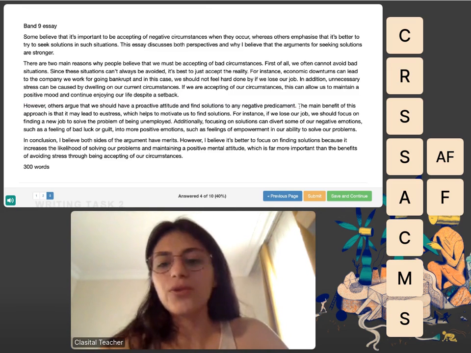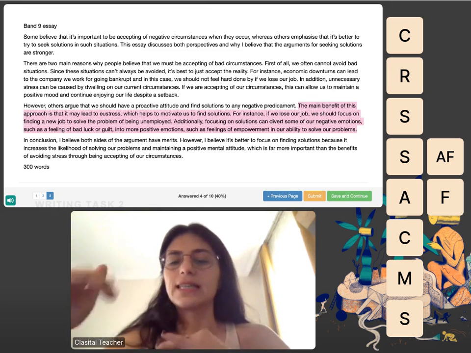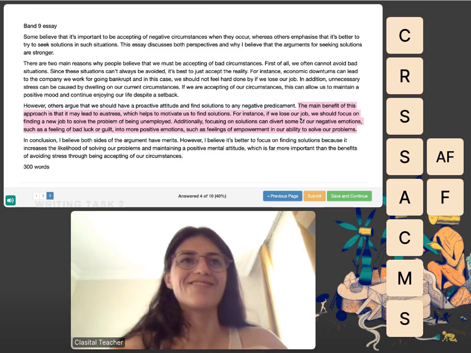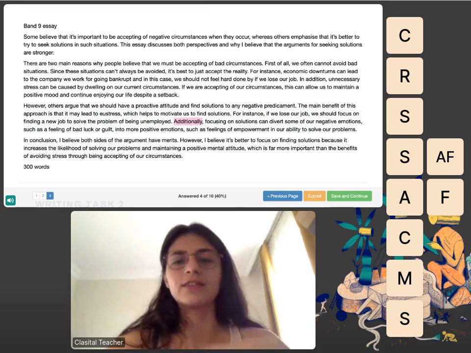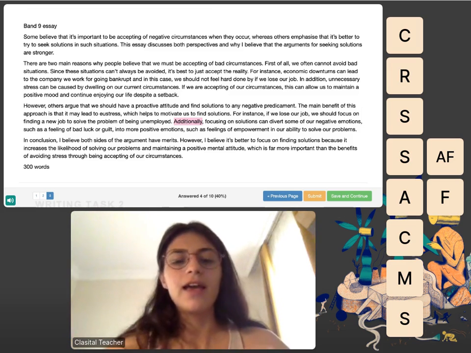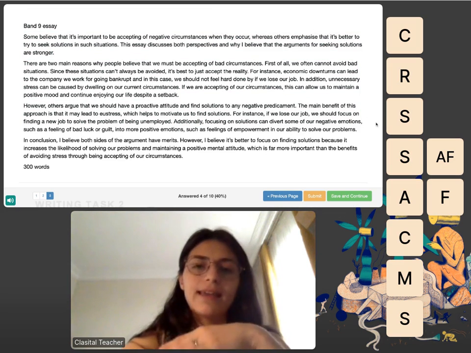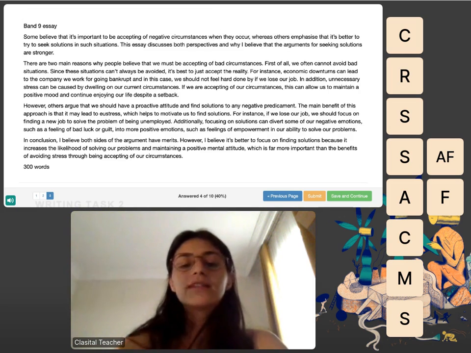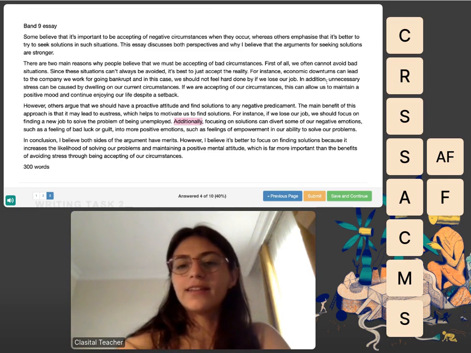And then the writer explains why we should find solutions. It says the main benefit is this and that, and gives again a clear example where we have that benefit. And then, while moving to the second reason, the second benefit of focusing on a solution is that we can divert our negative emotions to positive ones, right? And again, we know that we're moving on to another reason for finding solutions. So that's why we say additionally, like we say in addition.